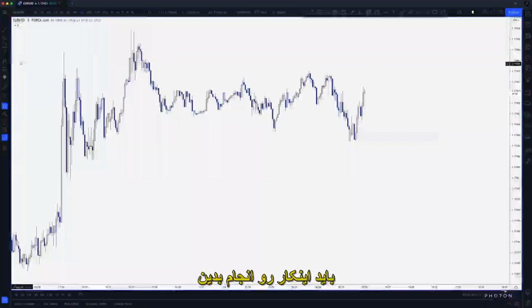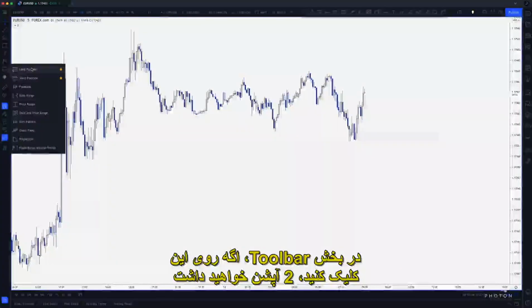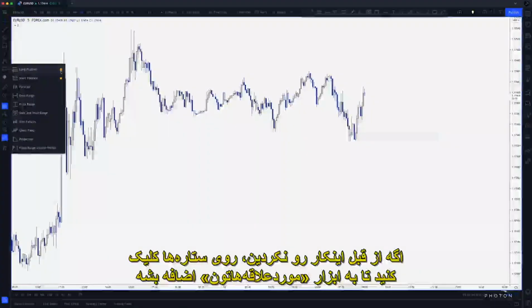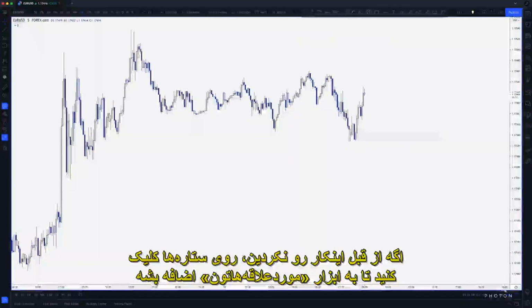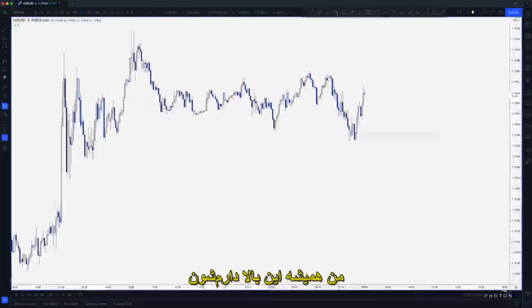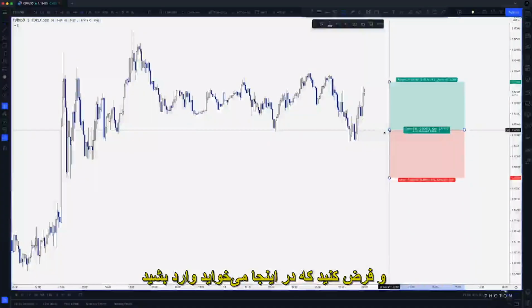So what you can do is, on the left hand side over here on the toolbar, if you open this up, you will see there are two options, one for a long position and one for a short position. If you haven't done so already, I would highly recommend that you click the star on each of these and it will add it to your favorites toolbar, wherever your toolbar is within your chart. I always have it up here. Now let's say we're going to take a long position, so we'll click on the long position tool and then let's just say we wanted to enter down here, right?